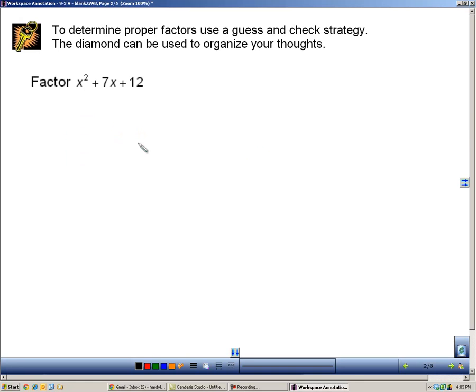Now here we're going to learn to factor a trinomial, and we're going to use a guess and check strategy that I call using the diamond. So we're going to take a look at this trinomial, and what I want you to do is take the first number in the front of the trinomial, the first coefficient, and multiply it by the number in the back. In this case, 1 times 12 is 12, and you're going to make a diamond. You're going to put the 12 on top, and then you're going to take this middle term, the 7, and put that on the bottom.